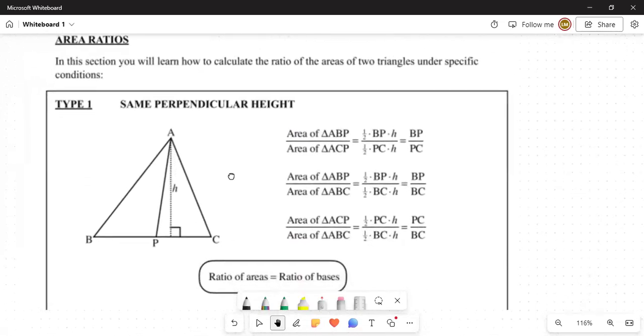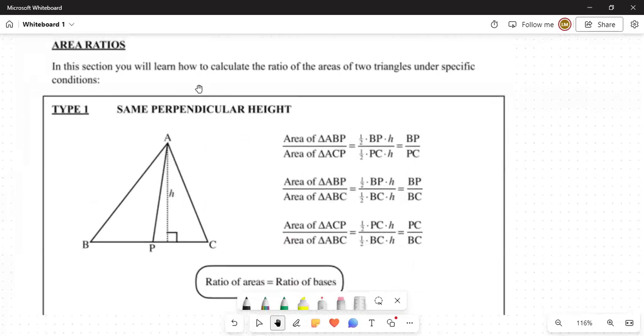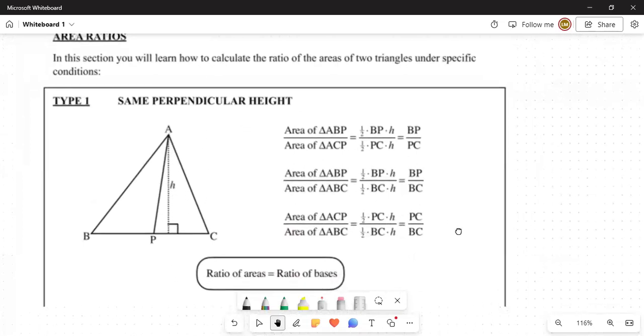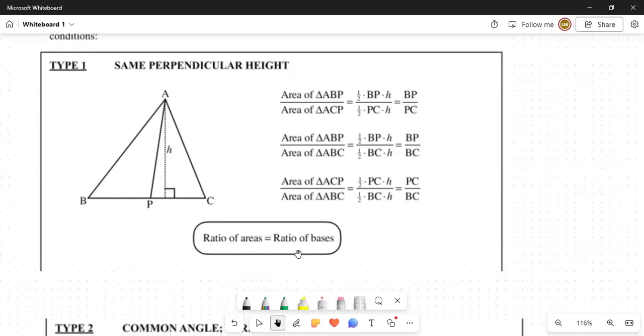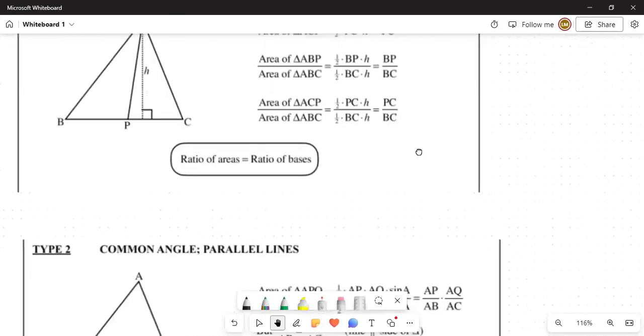Then we get to the area ratios. Here we have two triangles that share the same perpendicular height, and if they do share the same perpendicular height, then the ratio of the areas between them would just be equal to one base over the other base. As simple as that. So the ratio of their areas is equal to the ratio of their bases. That's if they share a perpendicular height.